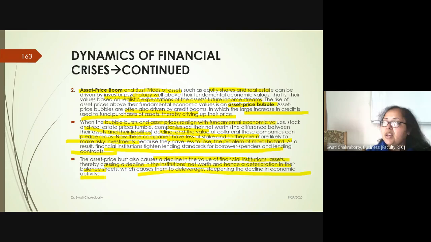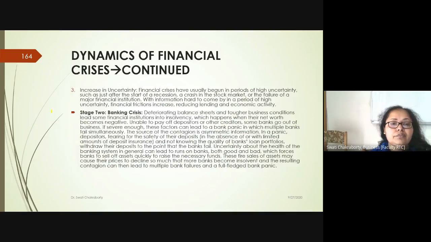This deleverage happens and the economic activity goes down, right? There can be a third reason also, increase in uncertainty. Financial crises have usually begun in periods of high uncertainty, such as just after the start of a recession, or the crash in the stock market, or the failure of a major financial institution, where information is hard to come by in a period of high uncertainty. So financial risk will increase. People don't have all the information, which results in reducing lending and economic activity.